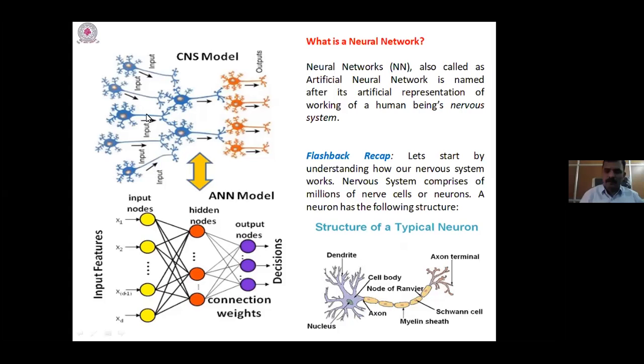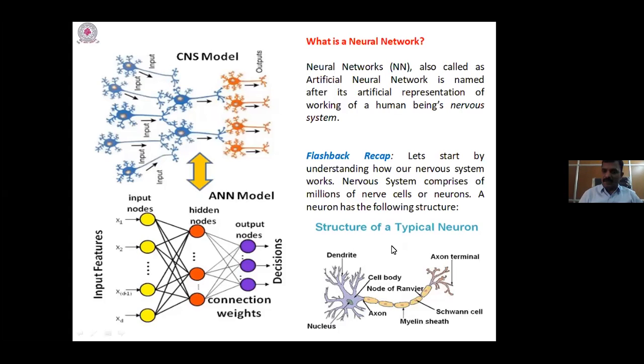Yeah. So thank you. So you see that this is the nervous system, the human nervous system structure, and this is our model, the artificial neural network. In the nervous system there are inputs, a hidden process, and output. You see that the same thing we are re-representing in the form of an artificial neural network. Here is input, and this is the hidden nodes or hidden layers, and this is the output.